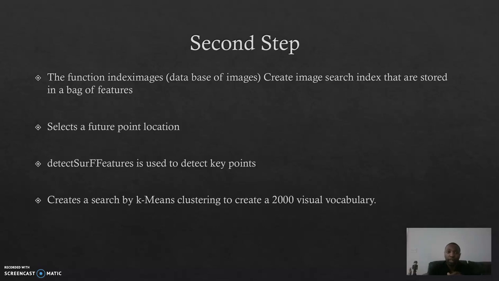The second step, the function index images. Basically we create a whole dictionary of all the images together in a bag of features. Inside the bag of features is a function called the data search features. It is used to detect key features inside the images. What it does in the bag of features is take 2,000 words of visual vocabulary to identify the pictures in the whole 1,000 picture group, using k-means clustering.